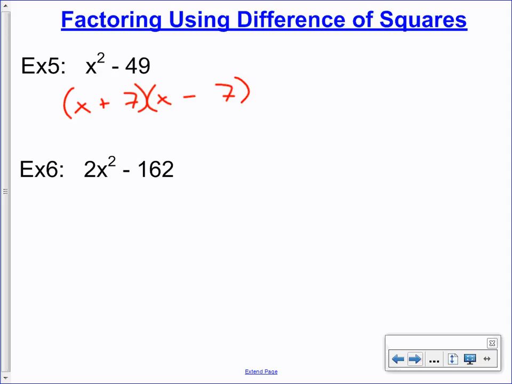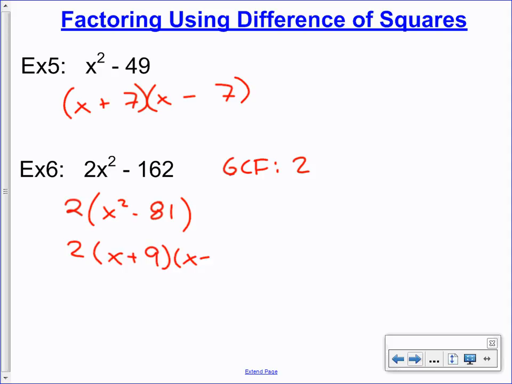Number 6. There's our GCF. The GCF is 2. Make sure you pull that out. So 2. That leaves you x squared minus 81. 81 is what squared? 9. So it's 2 times (x plus 9)(x minus 9). Woohoo! Factoring is so much fun!